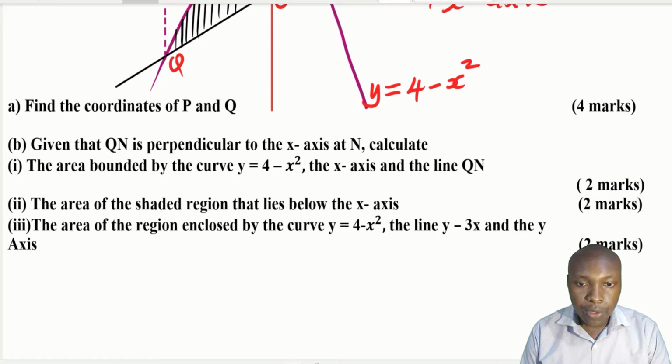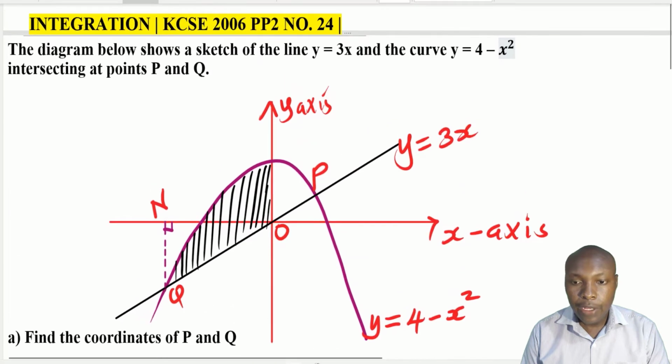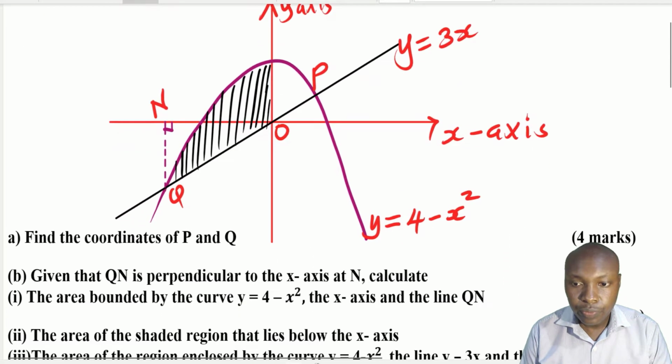The third part of the question: the area of the region enclosed by the curve y = 4 - x², the line y = 3x and the y-axis. That is the last question.